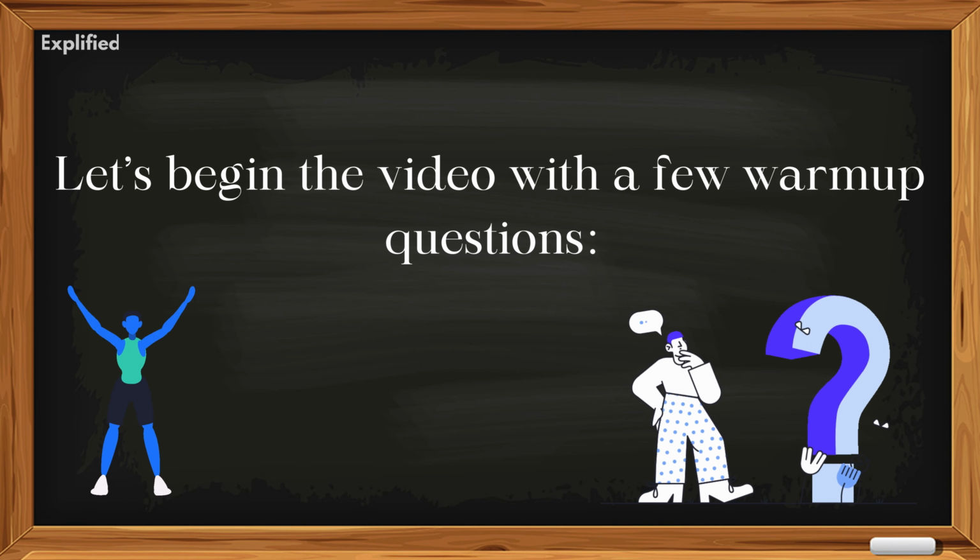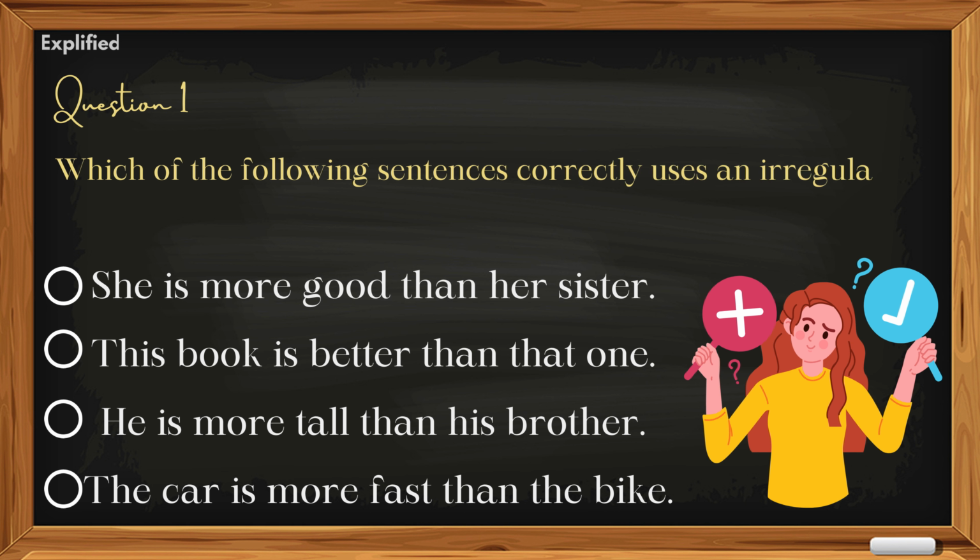Let's begin the video with a few warm-up questions. Question 1. Which of the following sentences correctly uses an irregular comparative form? She is more good than her sister. This book is better than that one. He is more tall than his brother. The car is more fast than the bike.